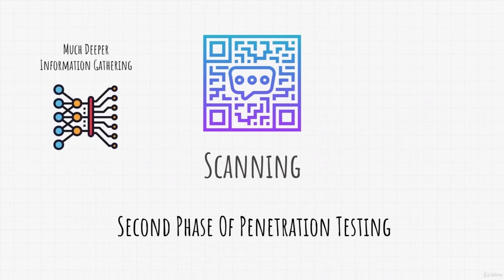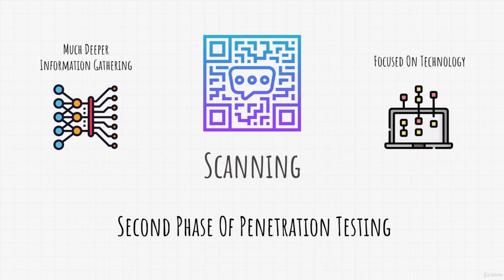And also, while in the first phase we gathered all kinds of information such as emails, phone numbers and a bunch of other things, in the scanning we are mainly focused on the technology side. So we want to find out as much as we can about our target's technical aspect. We're going to talk about in just a second what exactly we are looking for in this stage and what all the goals of this stage are.